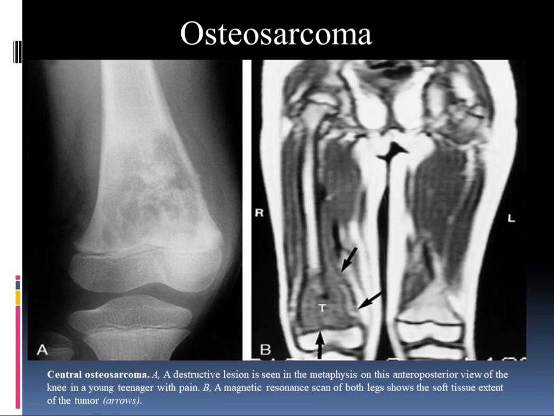Another one is the central osteosarcoma. There are different types of osteosarcoma. This one is seen in the central region, a destructive lesion seen in the metaphysis on this AP view of the knee in a young teenager with pain. This is the picture of the MRI. MRI shows the soft tissue extent of the tumor, because here it is not much extended into soft tissues. So, this portion.